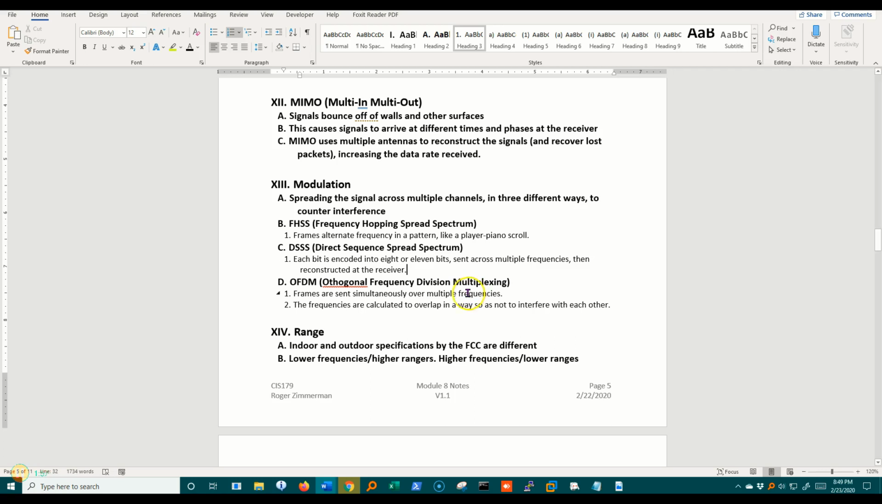And then finally, the most complex one, orthogonal frequency division multiplexing. Now, frequency division multiplexing is something like what we were just talking about a minute ago with FHSS. If I use multiple frequencies and I can transmit a signal down this frequency and another signal down another frequency, then I can send 2 signals at a time. But now we have this tricky word orthogonal, and I'll explain that in a moment. Frames are sent simultaneously over multiple frequencies, and the frequencies are calculated to overlap in a way so as not to interfere with each other.